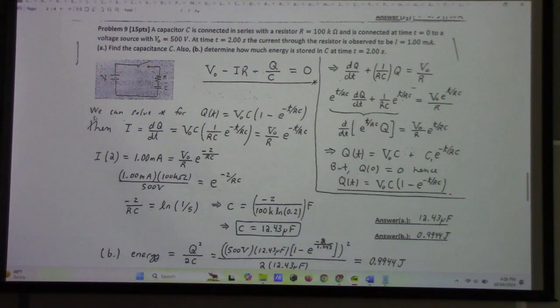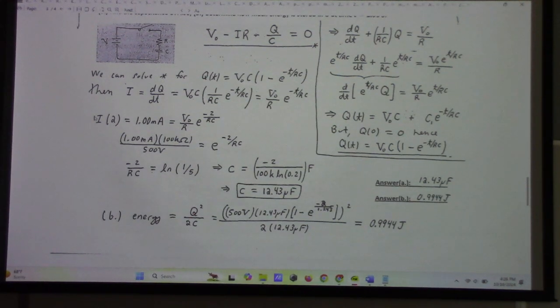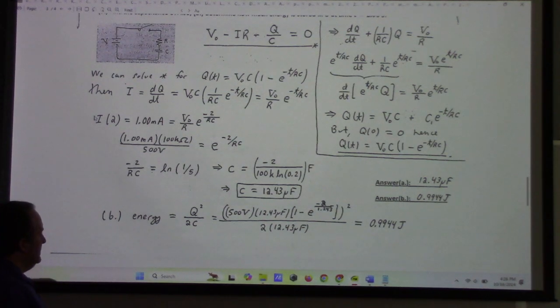And then to figure out the energy, we can use Q squared over 2C because we already know Q. Or we can calculate Q. I mean, there's various ways to do this. 1/2 CV squared. But if you use 1/2 CV squared, you cannot use the 500 volts because 500 volts is not the voltage on the capacitor. As such, that equation is nonsense. But Q at time 2 is the charge on the capacitor at time 2. And so I plug it in and I get 0.9944 joules, or about 1 joule.